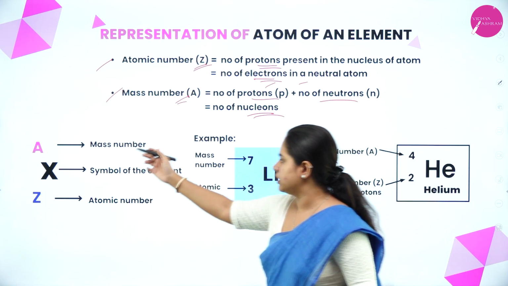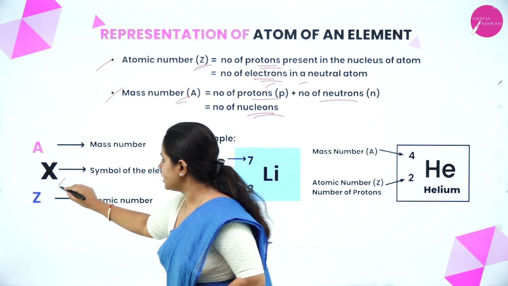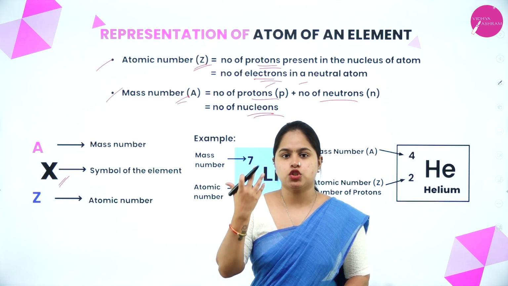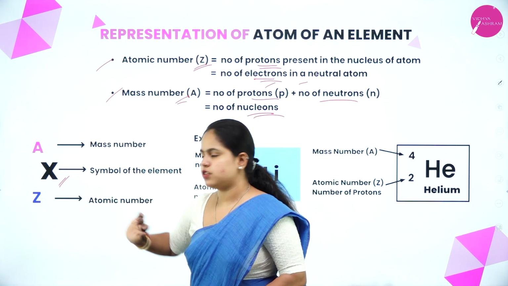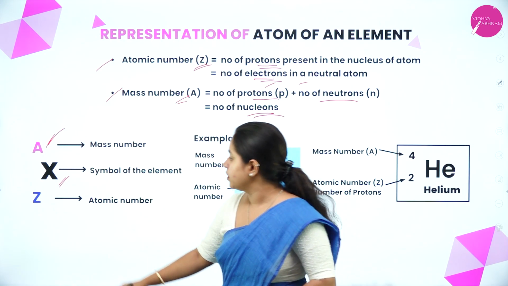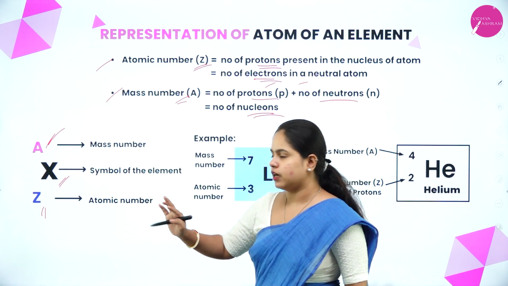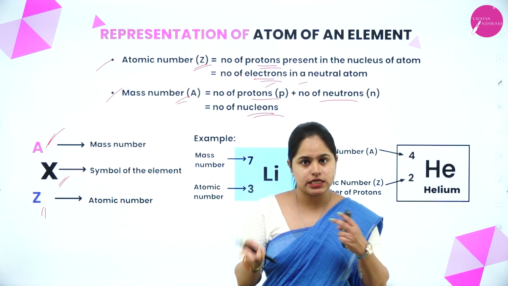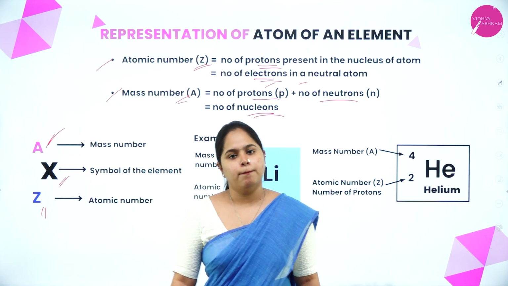So you can see here, this is how you have to represent your element. This X represents the element; whichever element you want to represent, you have to use the symbol of that element in the place of X. Then what is A? A is your mass number and Z is your atomic number, right? So don't get confused. Usually you will think A will be the atomic number. No, it is the opposite way. Z is your atomic number and A is your mass number.